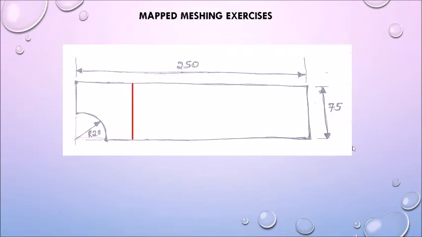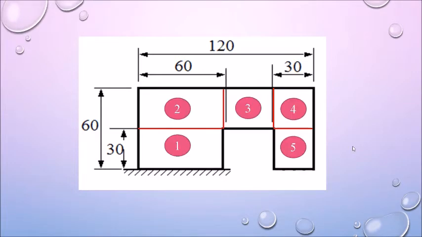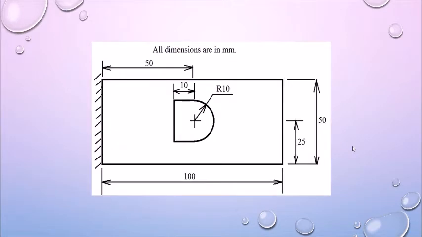We divide it here first, then we divide it here, then it becomes 3 areas. Each area now has 4 bounding lines, so it is map meshable. Similarly, if I take this area, I have to divide here, here, here and here, so that it has 5 areas in total. Each area now has 4 sides, so it can be map meshed.